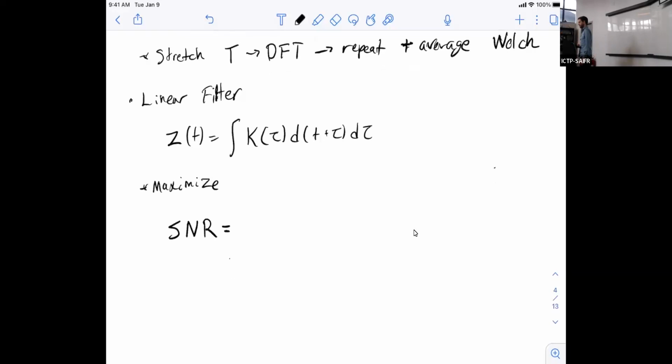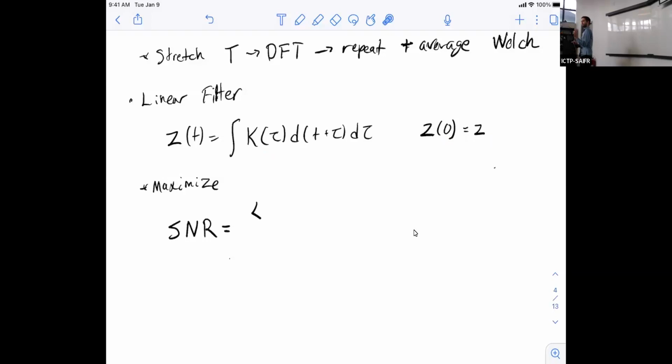It's the ratio of the expectation value, and let me go ahead and define Z0 as just Z. So here's the idea. Imagine that at some arbitrary time, which we'll just set to zero by fiat, there is a signal in the data. I want to figure out what kernel, what filter I should use, such that Z at that time gives me my best chance of finding that signal in the data.